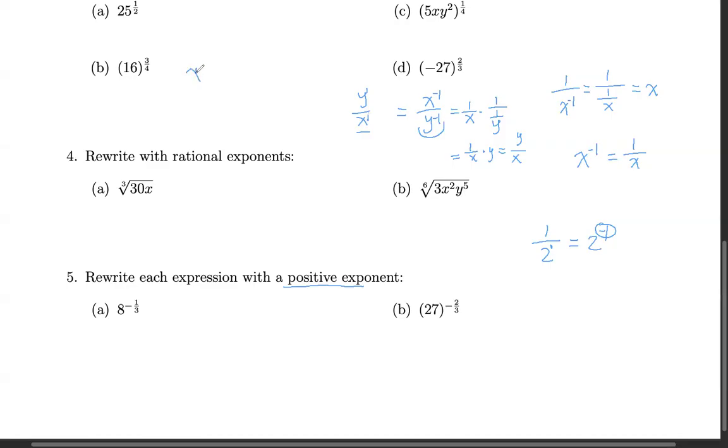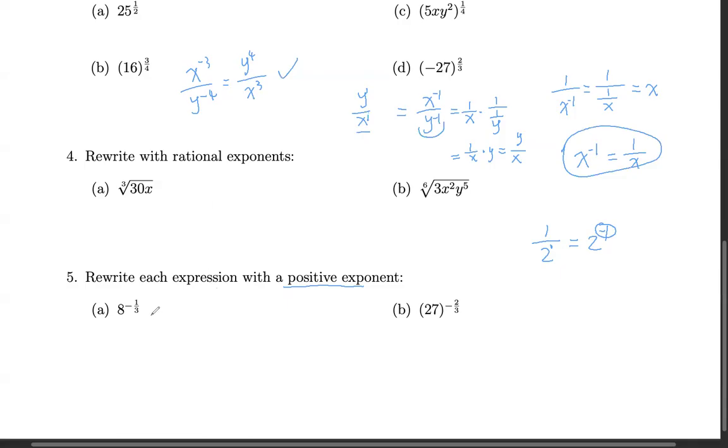If I have x raised by -3 divided by y raised by -4, this becomes y to the 4th power, x to the 3rd power. So we just switch. Whenever we see a negative exponent, if it's in the numerator, we change it to the denominator to have a positive exponent. If it's in the denominator, we switch it to the numerator to have a positive exponent, because of this definition. Okay. But this is the rule of thumb.